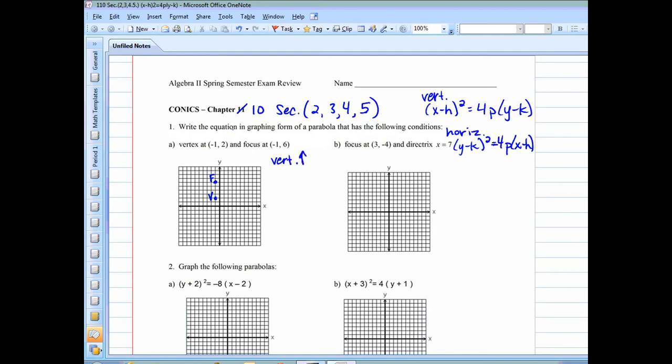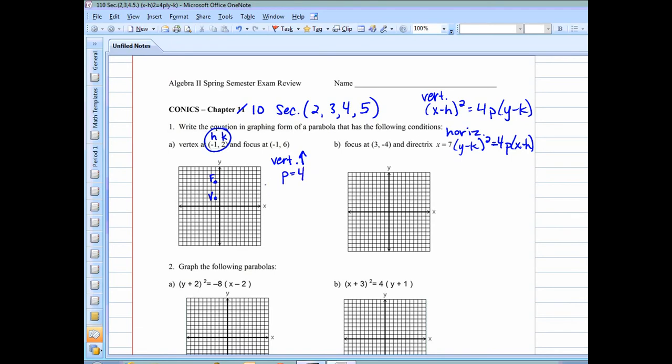Just make a few little notes. You know that the vertex is the (h, k), so we're going to be using those points. I circle them because that's going to go in my answer. The only other thing I need to know now that I know it's vertical, I know what h and k are, I need to know what p is. Well, p is the distance and direction from the vertex to the focus. So from the vertex to the focus, we're going up 1, 2, 3, 4. So that means that p equals 4.